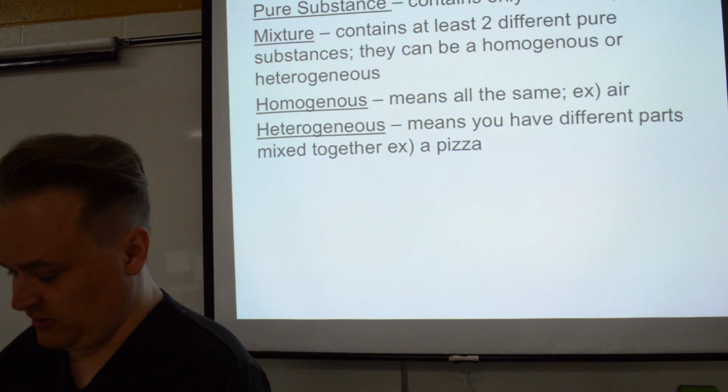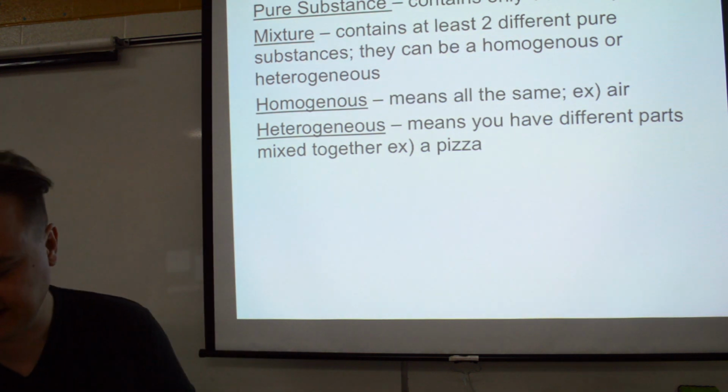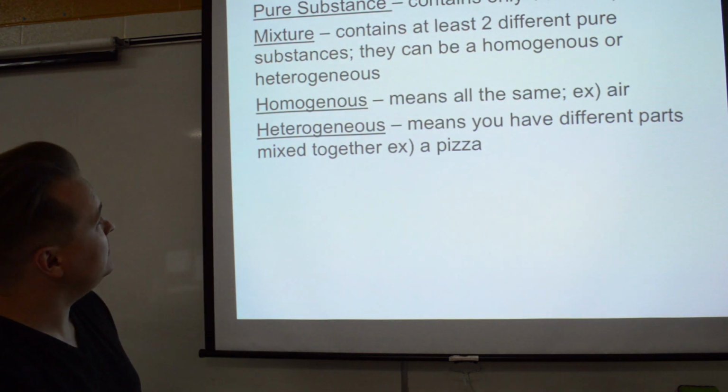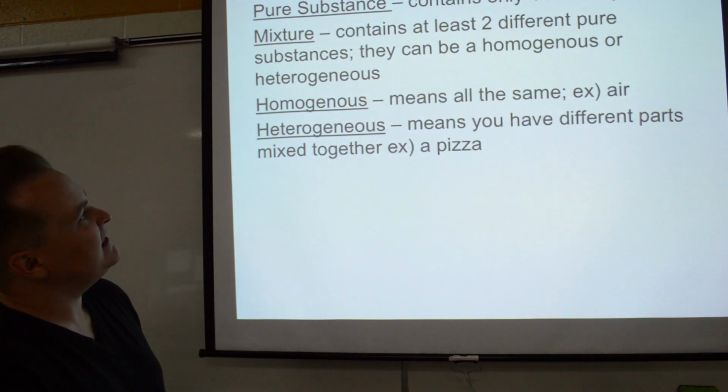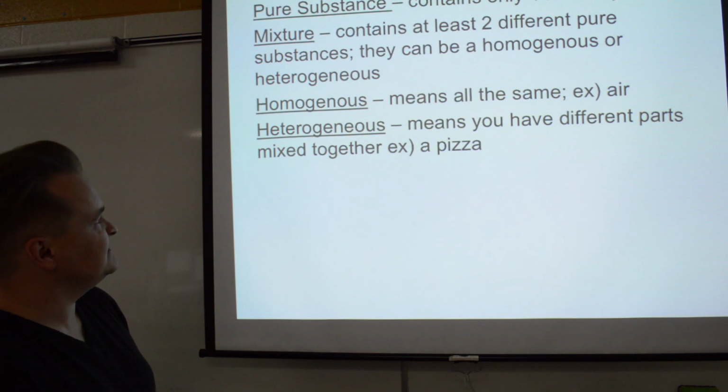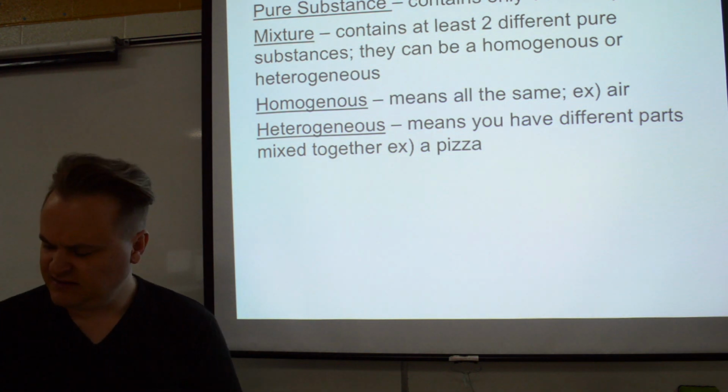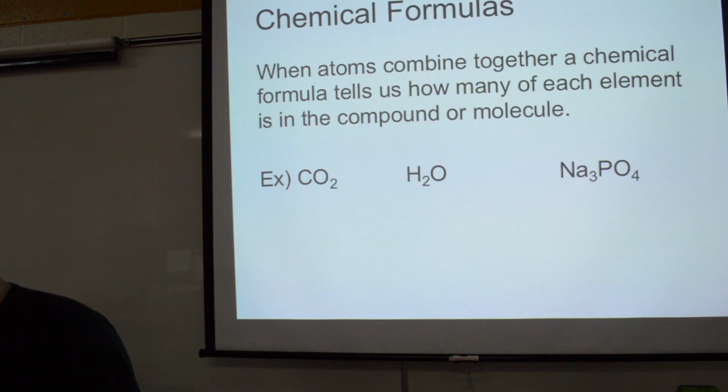Now, let's take a look here. A pure substance contains only one kind of particle. A mixture contains at least two different pure substances. They can be homogeneous or heterogeneous. Homogeneous means they're all the same, and heterogeneous means you have different parts mixed together like a pizza. Let's just take a little bit of a look at this, okay?